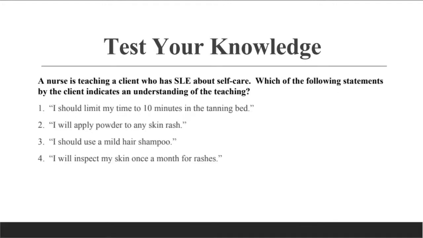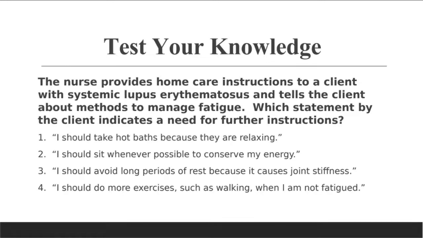The answer is number 3, okay? So we're going to use mild shampoo, and that probably seems like it's kind of weird, but it's because these patients can have alopecia, all right? So we want to use a mild protein-based shampoo. I'm starting to confuse them. Yeah, don't get confused, okay? Just know that we're going to use mild hair shampoo for these particular individuals. Just go back and review them.